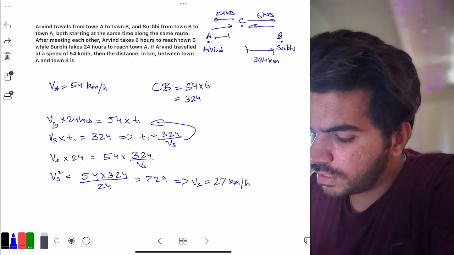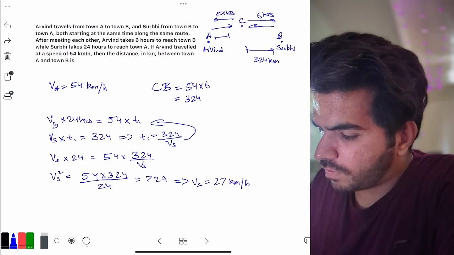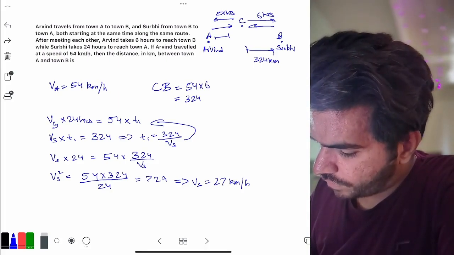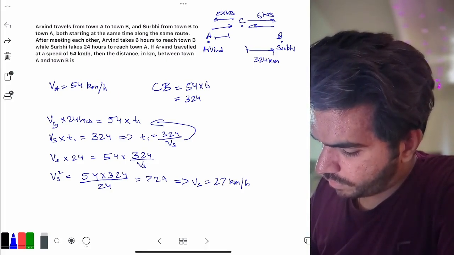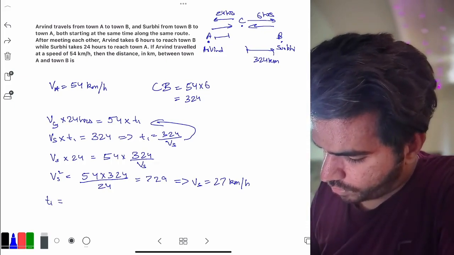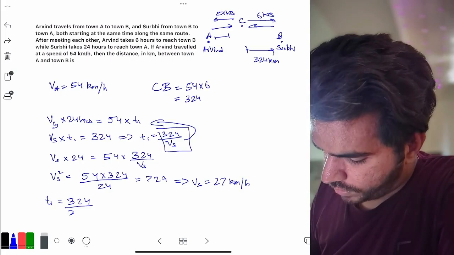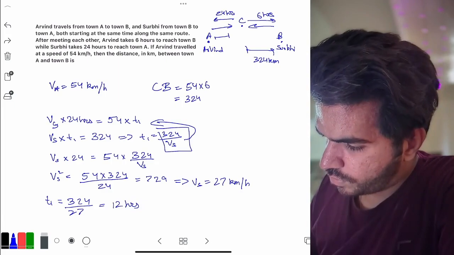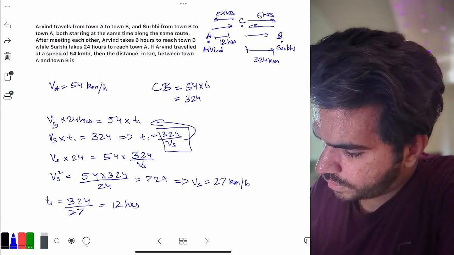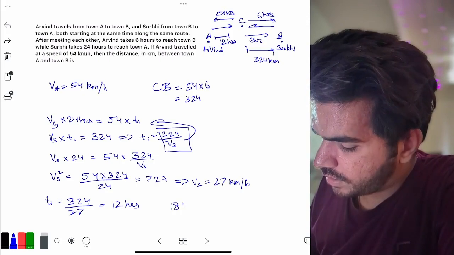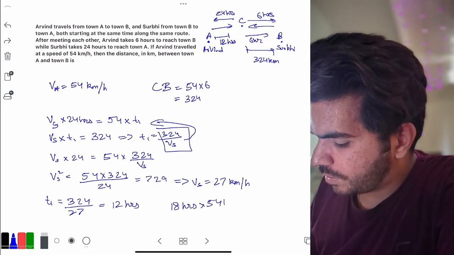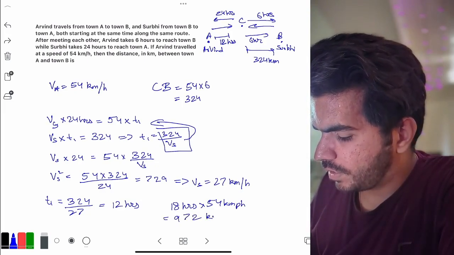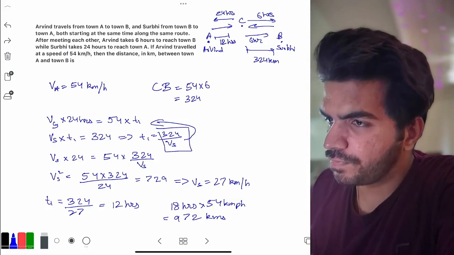Now what is asked is the distance between towns A and B. Arvind traveled initially for time t1, so it's 54 into t1. We have to solve t1 as 324 by 27, which is equal to 12 hours. So 12 hours here, 6 hours here. Total will be 18 hours at a speed of 54 kilometers per hour, which is equal to 972 kilometers between A and B.